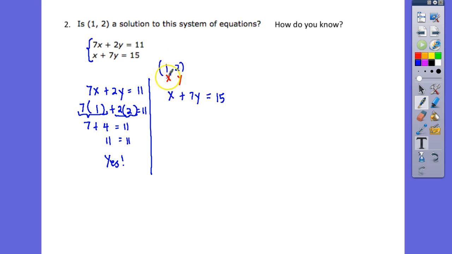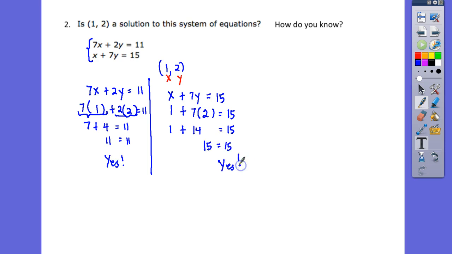Instead of writing x, I'm going to write 1. 7y means 7 times y. So I'm going to multiply 7 by 2. And then 15, bring down 15. Simplify the left side, bring down the 1, plus 7 times 2 is 14. What is 1 plus 14? Yep, 15 equals 15. That's true.